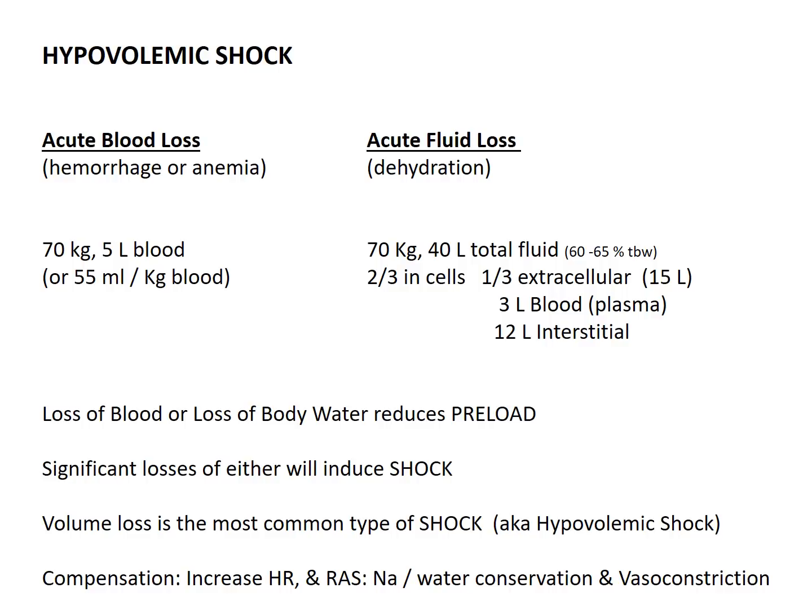As we start to lose preload for whatever reason, start to become dehydrated, start to lose blood, we will compensate by increasing our heart rate, and we will compensate through the renin-aldosterone system by releasing renin, beginning that renin-aldosterone cascade that will eventually lead to water conservation and vasoconstriction. Remember, we talked a little bit about that last week in terms of how that adversely affects congestive heart failure. But in actuality, in a state of volume depletion, that can be life-saving.